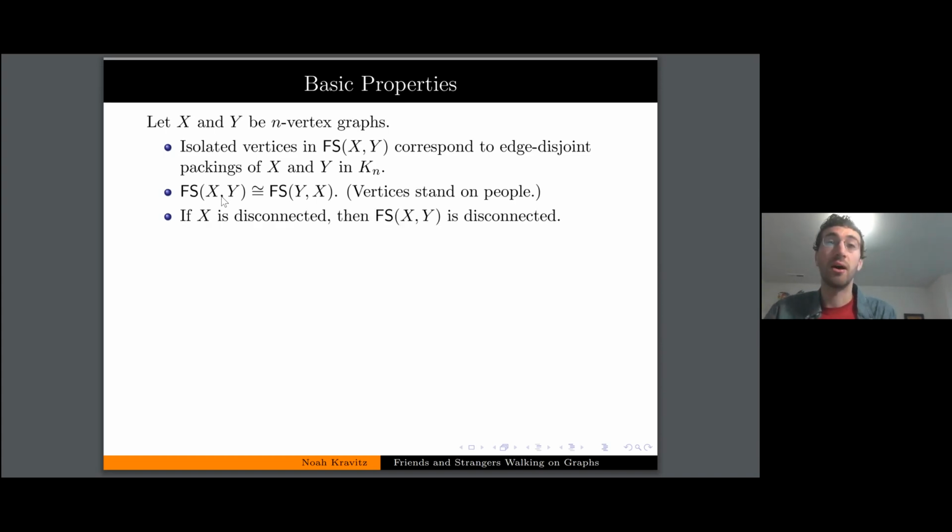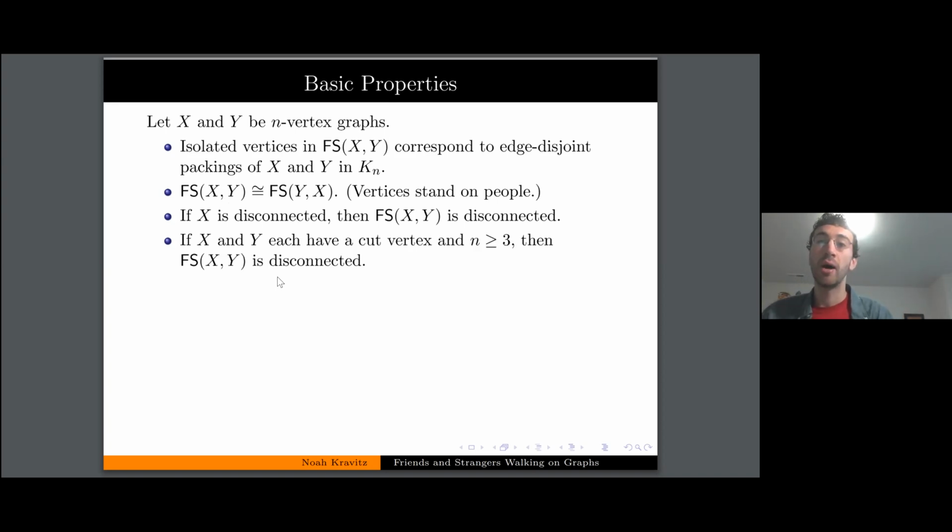So for instance, one can show that if X is disconnected, then the friends and strangers graph of X and Y is guaranteed to be disconnected for any Y. And this is just because if X has multiple connected components, and somebody starts out standing on one of them, well, they can never walk over to another connected component. So there will be other configurations of people that cannot be reached. And then because of the second bullet point, if Y is disconnected, this also forces the friends and strangers graph to be disconnected.